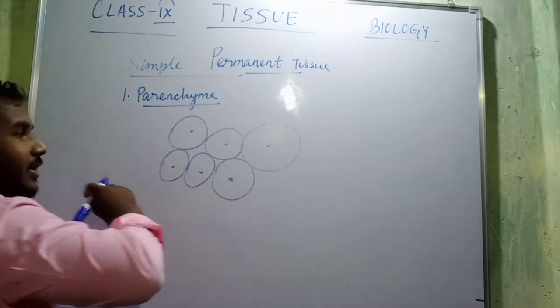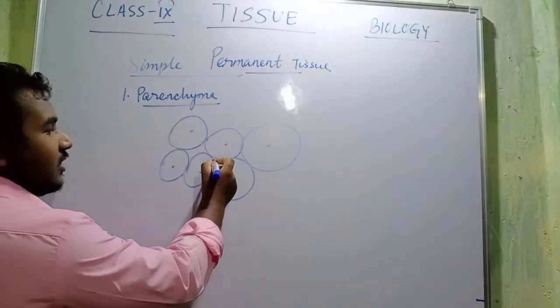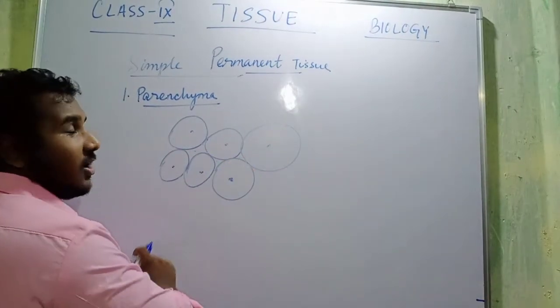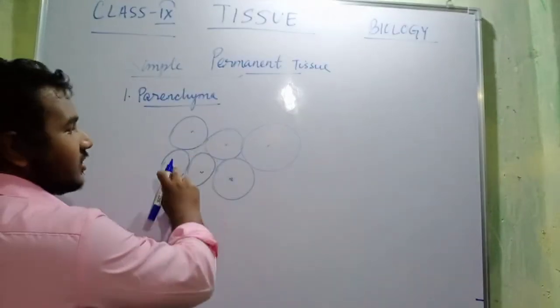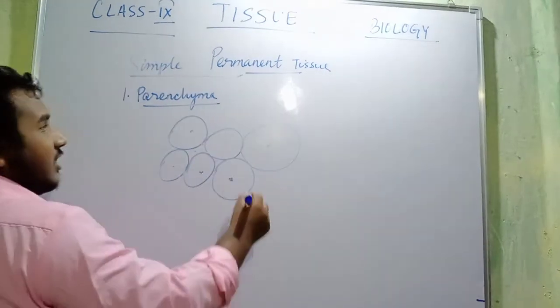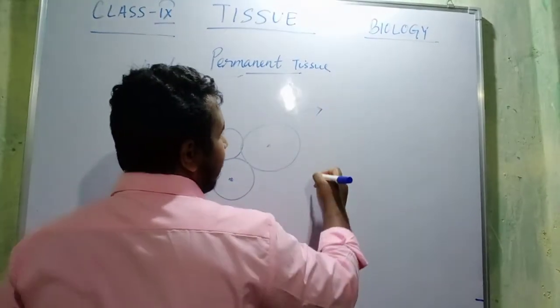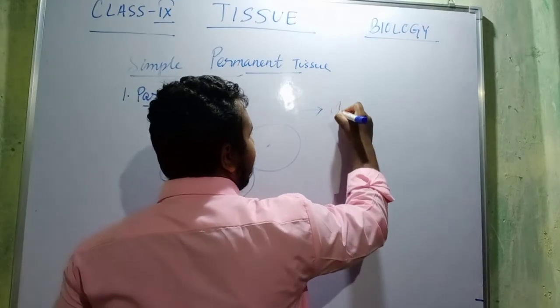These are the parenchyma tissues. You can see here some gaps are present. They are called intercellular spaces, and each cell is a living cell. So first, what can we write? All the cells are living.